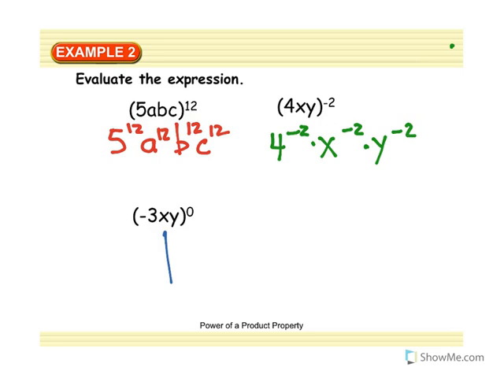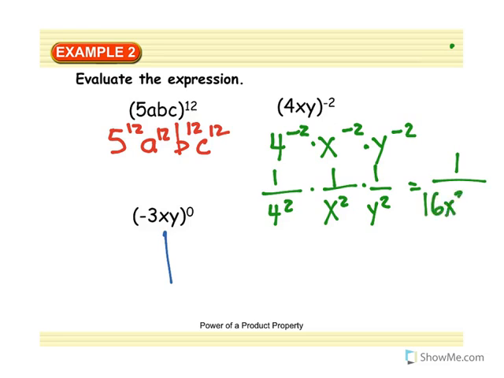Well, 4 to the negative second is 1 divided by 4 squared. x to the negative second is 1 divided by x squared. And this is 1 divided by y squared. So my numerator is 1 times 1 times 1, which of course is 1. My denominator has 4 squared, which is 16, x squared, y squared.